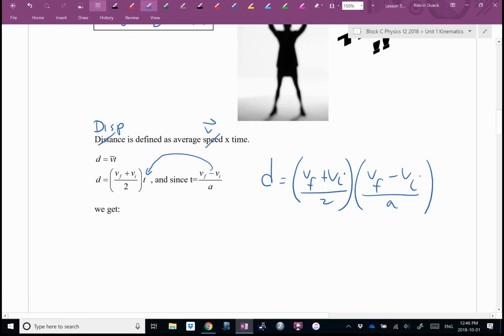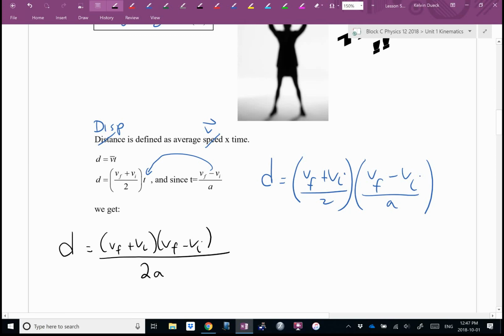Most of you struggle with fractions, and it's not your fault. The curriculum does not do a good job. We are multiplying fractions together. Multiplying fractions is the easiest of all the fraction operations. It's top times top, bottom times bottom. On the bottom, I have a 2 times an A. How do I write 2 times A? So if I do that, I'll get a D equals, on the bottom, a 2A. On the top, I have VF plus VI, VF minus VI.